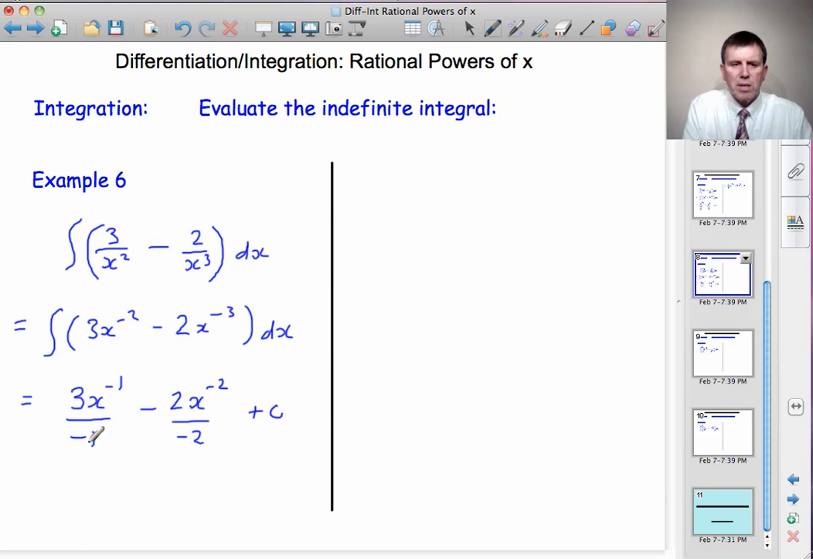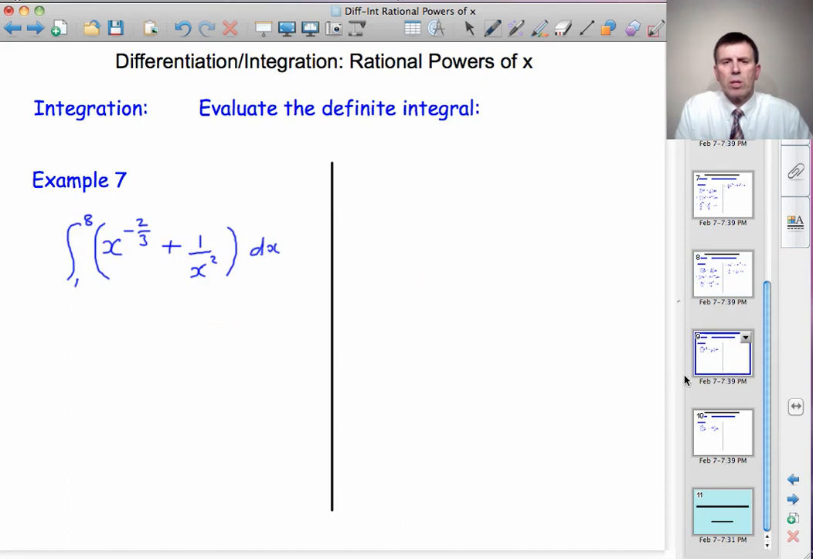Now then, 3 divided by minus 1 is minus 3, so that's minus 3x to the power minus 1. Minus 2 divided by minus 2 is plus 1, so that's plus x to the power minus 2, plus a constant. Now we can stop there, or we can rewrite it as minus 3 over x plus 1 over x squared plus a constant.